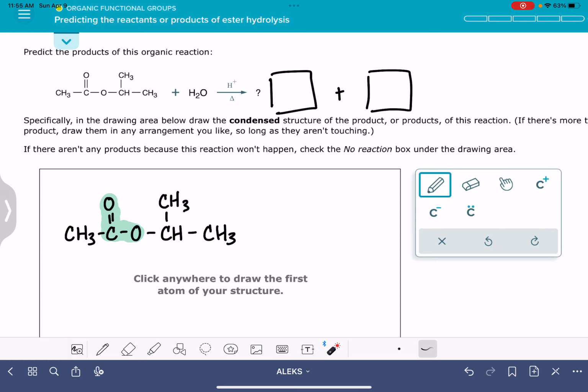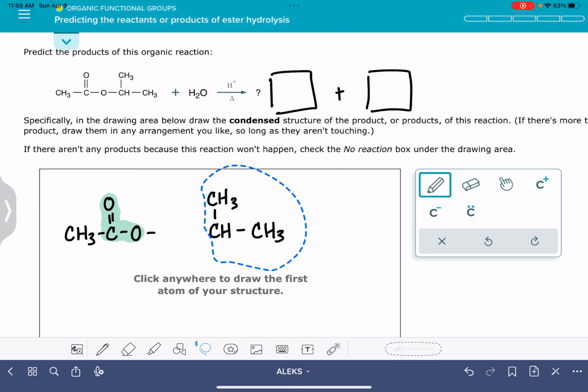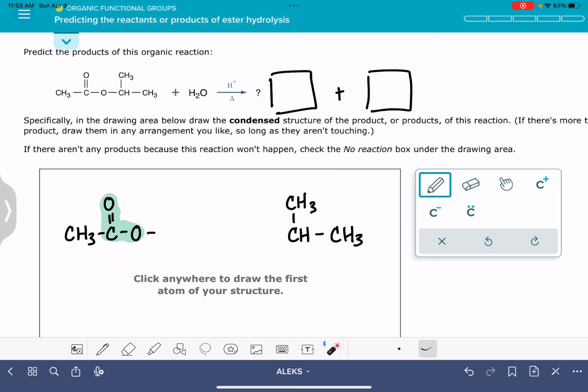It's really, really important that you break it in the right spot, because if you break it in the wrong spot, your products are going to be wrong. The ester group gets broken at the end of the carbon-oxygen single bond. So you're not going to break it here on the side where the carbon-oxygen double bond is located. That part of the molecule stays intact. You're going to break the molecule apart at the end of the carbon-oxygen single bond of the ester group. I'm just going to do that. Just break it into two pieces.